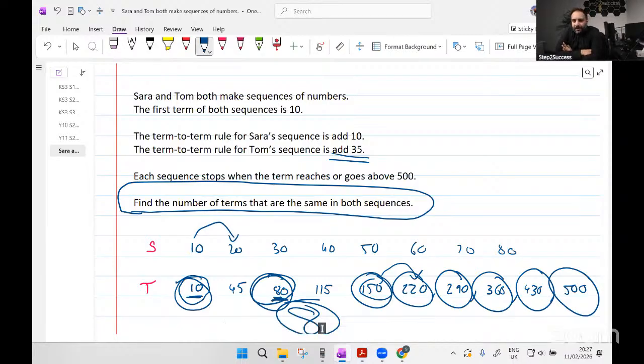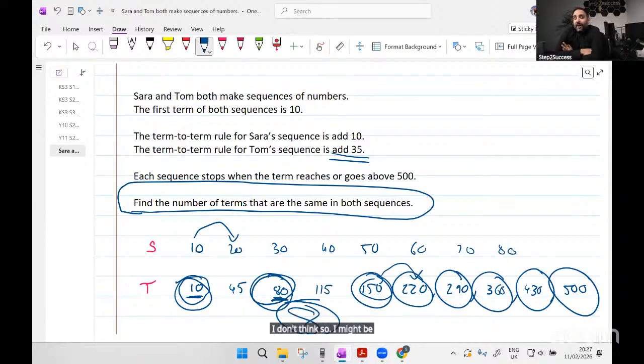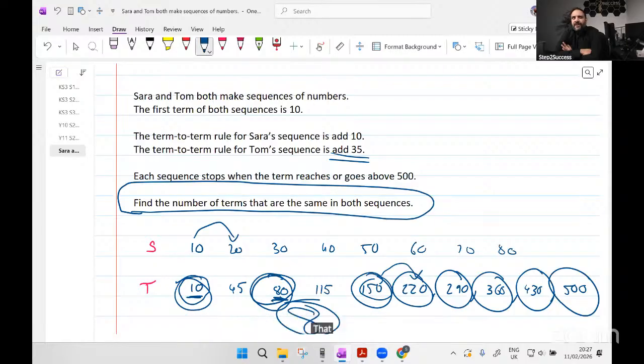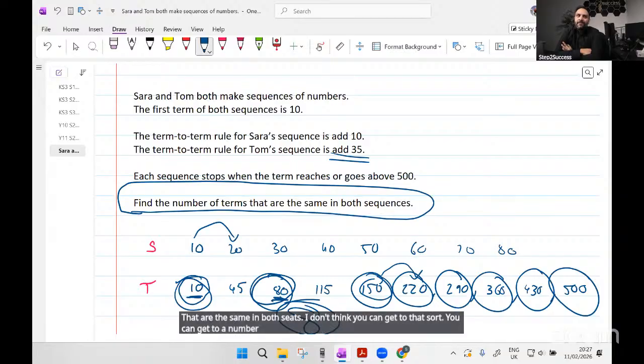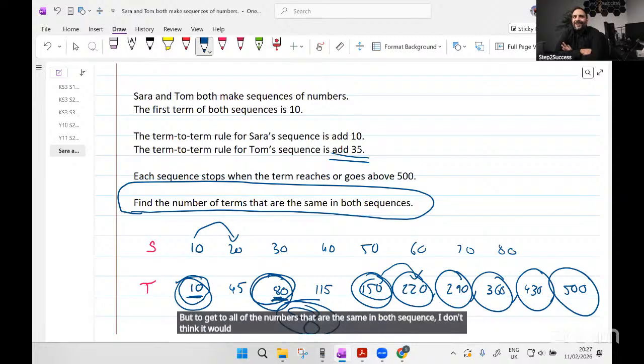I thought about, so the question is there no easy way to do it with algebra? I don't think so. I might be wrong, but I don't think so, only because with algebra, you're not going to be able to find out the number of terms that are the same in both. I don't think you can get to that. So you can get to a number that is the same in both sequences, possibly. But to get to all of the numbers that are the same in both sequences, I don't think it would work. So I think that is the way to do it.